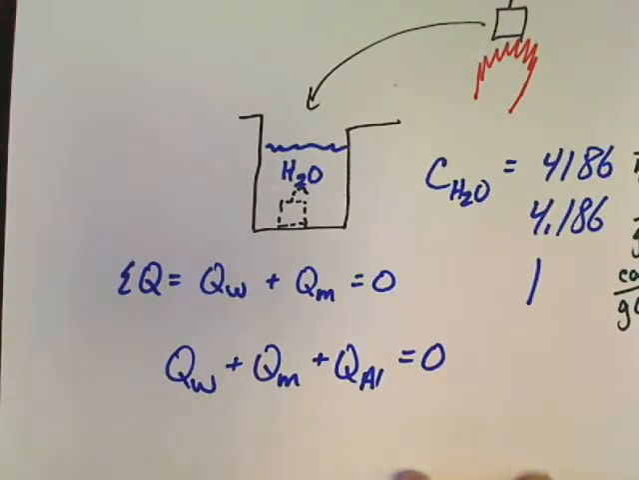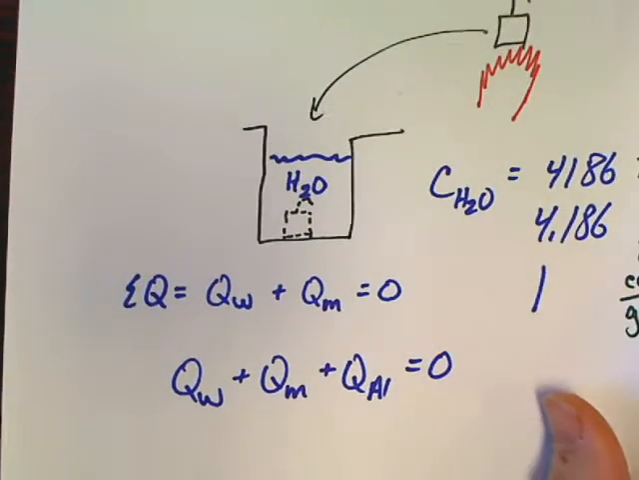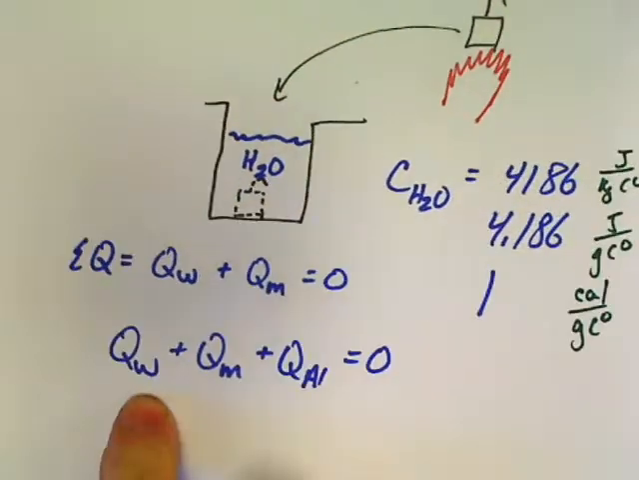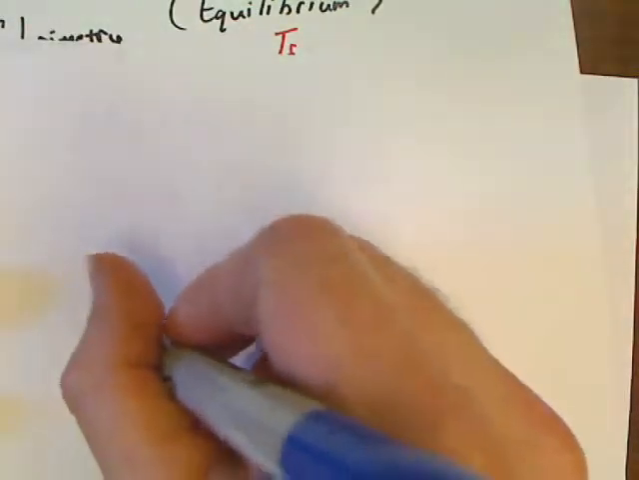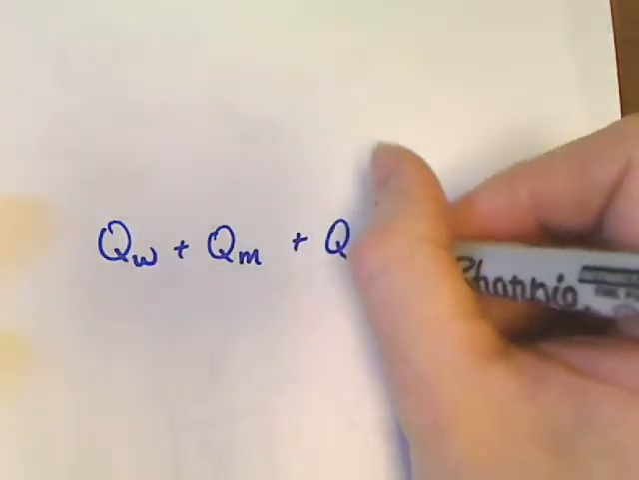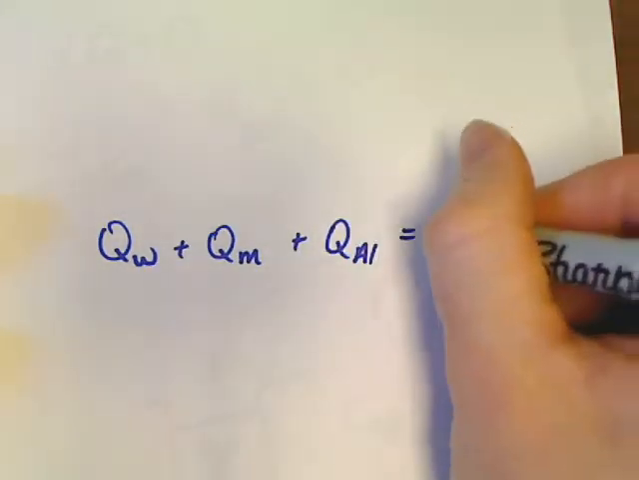All right, so now you're probably asking, so what does all this mean in terms of working the problem? Well, let's take it a step farther. What would the equation look like for this? We said we'd have a Q for water, we'd have a Q for the metal and a Q for the aluminum. Heck, there could be glass in there too.